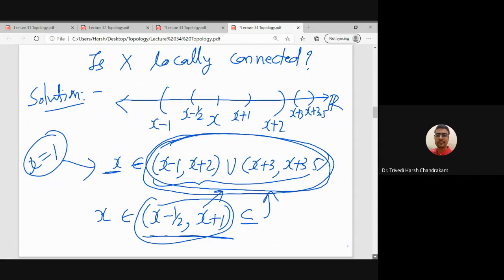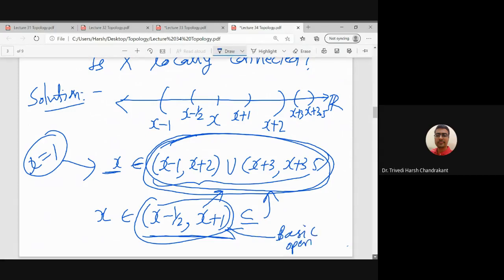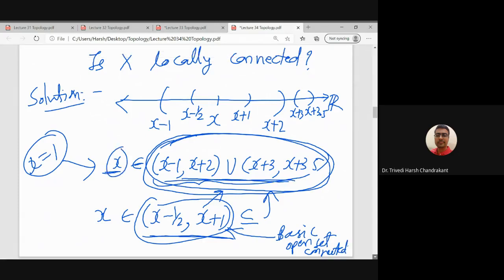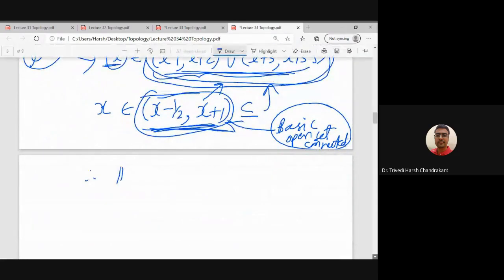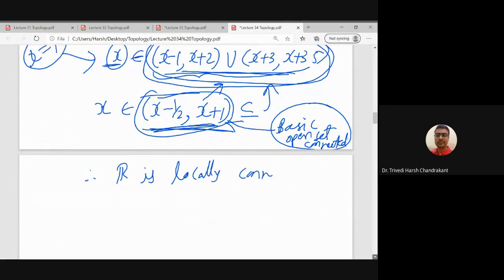So the idea in this solution is that what we are finding is a basic open set which is connected. Whatever open set you give me which contains a given point x, I can always find a basic open set, that is an open interval, which is contained in this set and contains x. So this is the idea. Therefore R is locally connected.